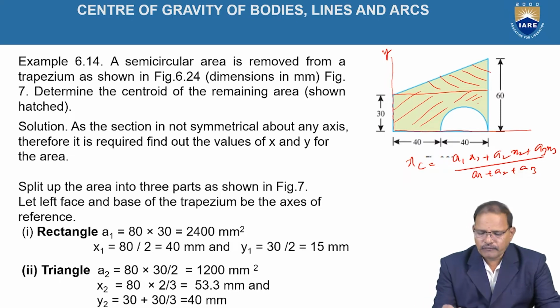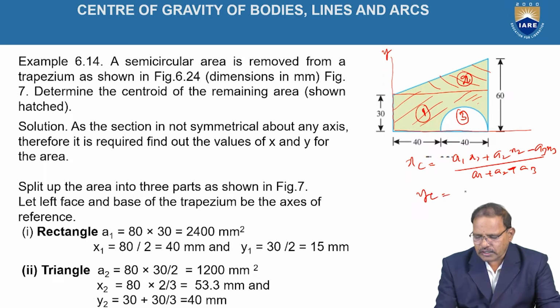So the modified equations: here it is the first segment, the second segment, and the third segment. The modified equation is xc equal to a1 x1 plus a2 x2 minus a3 x3 divided by a1 plus a2 minus a3. Similarly, yc is equal to a1 y1 plus a2 y2 minus a3 y3 divided by a1 plus a2 minus a3.